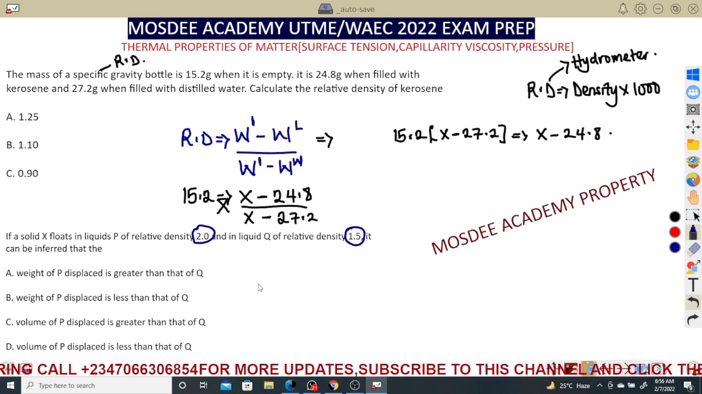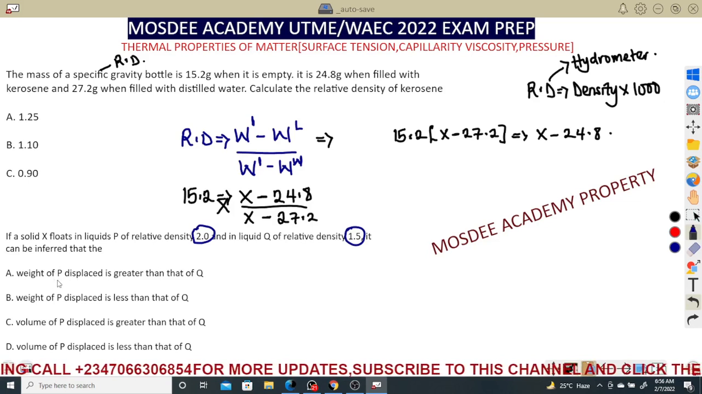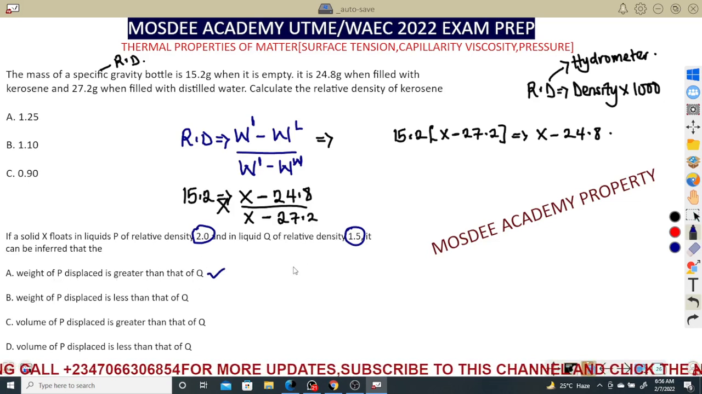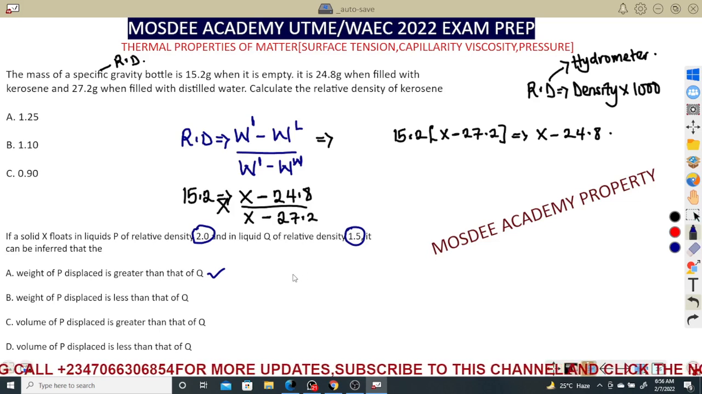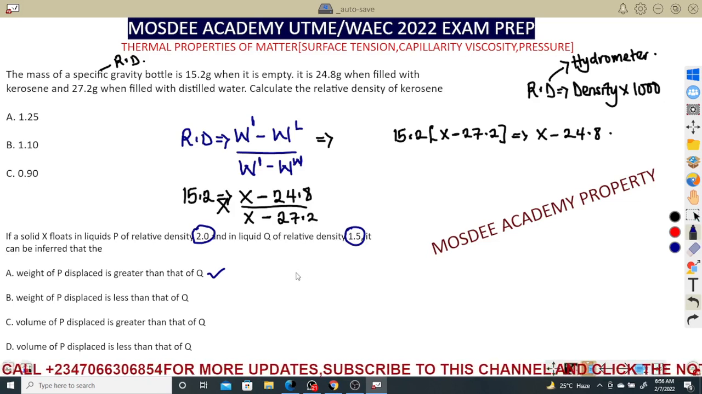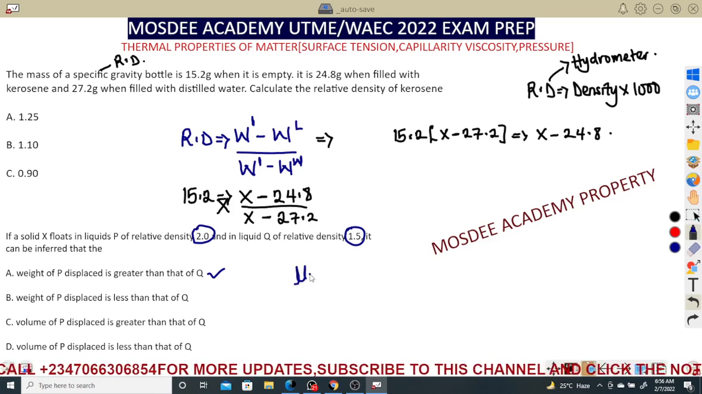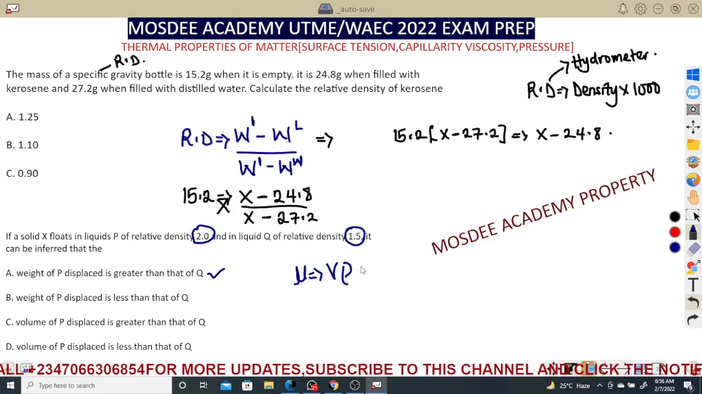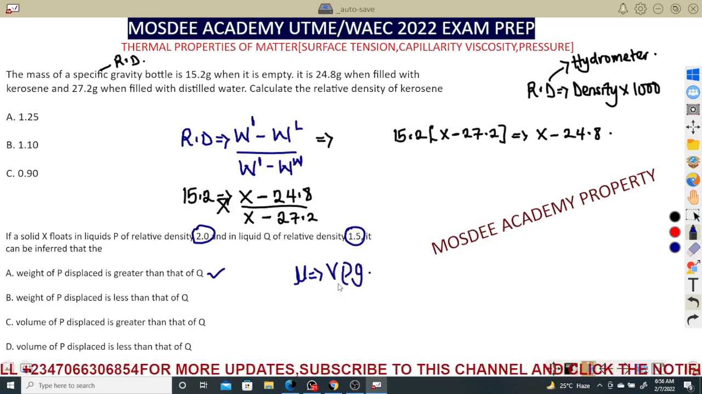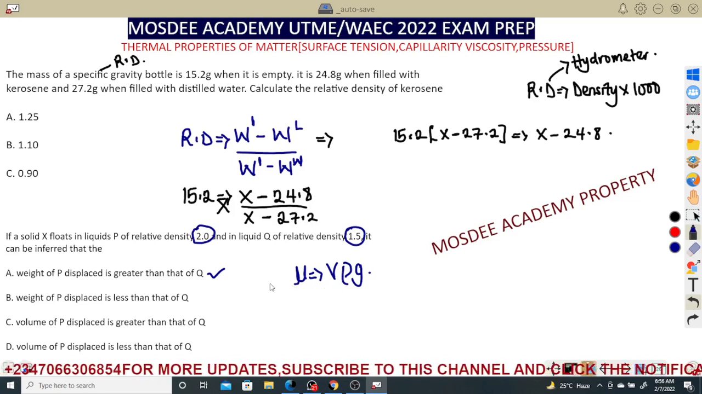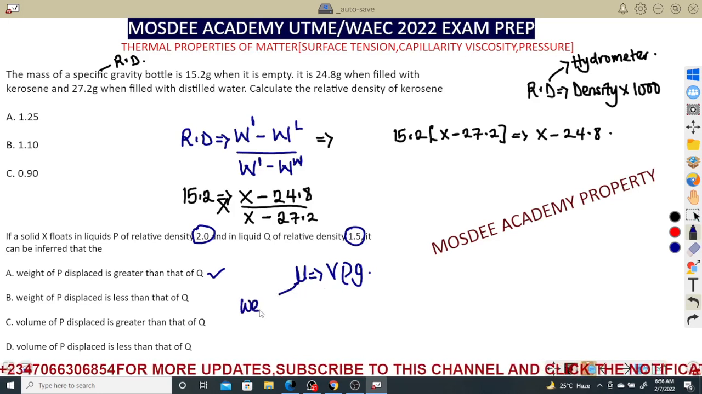It can be inferred that the weight of P displaced is greater. This is correct, because we define relative density by density. Let me even tell you about buoyant force, which I talked about the other time, which is upthrust. Upthrust is the weight of the fluid displaced, always given as V rho g. The concept video talked about how to derive this for A-level students. For the others, you don't need that.